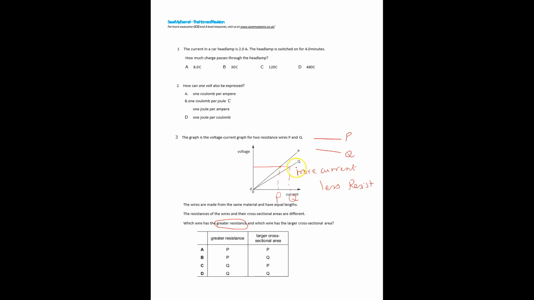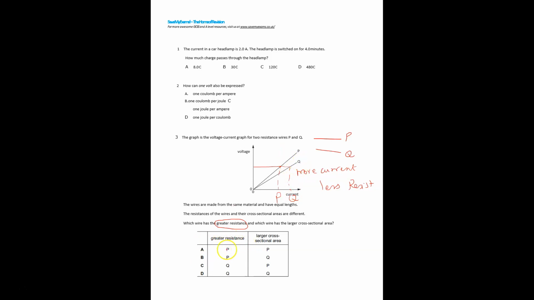And another trick: the line which is closer to the current axis will have less resistance. The wire Q has more current because this line is closer to the current axis. The line P is farther away from the current axis. So P has more resistance, Q less resistance.